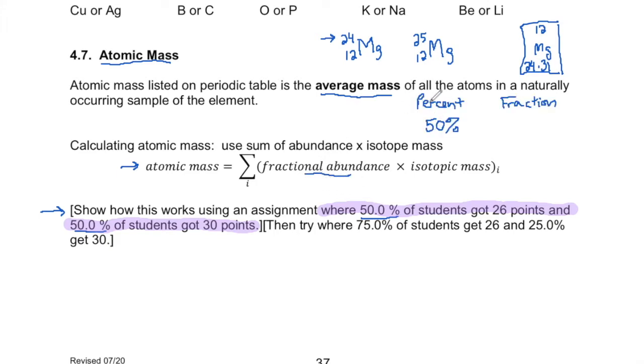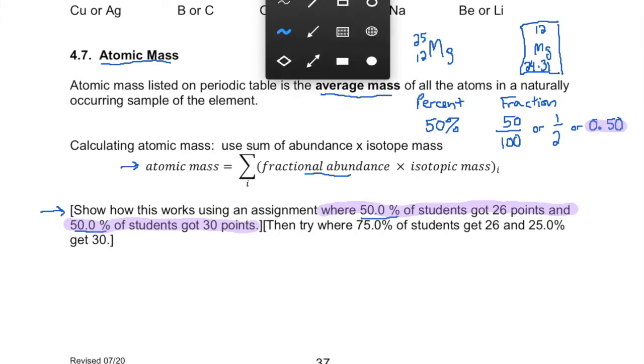If you have something that's 50%, then that is the way it is written as a percent. If you write it as a fraction, remember that percent sign means per 100 or over 100. So our fraction would be 50 over 100, or 1/2 if we simplified it. Actually, if you write it as a decimal, it's 50 hundredths. That's how you would write that, because 50 over 100 is 0.5. So we are going to use this as our fractional abundance.